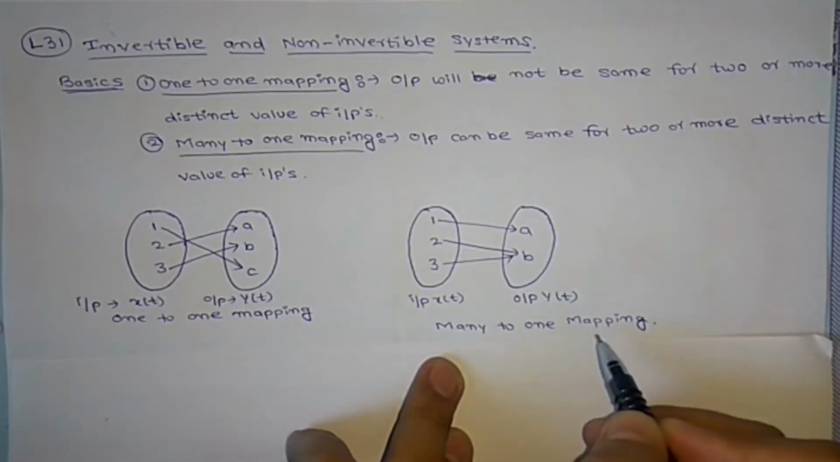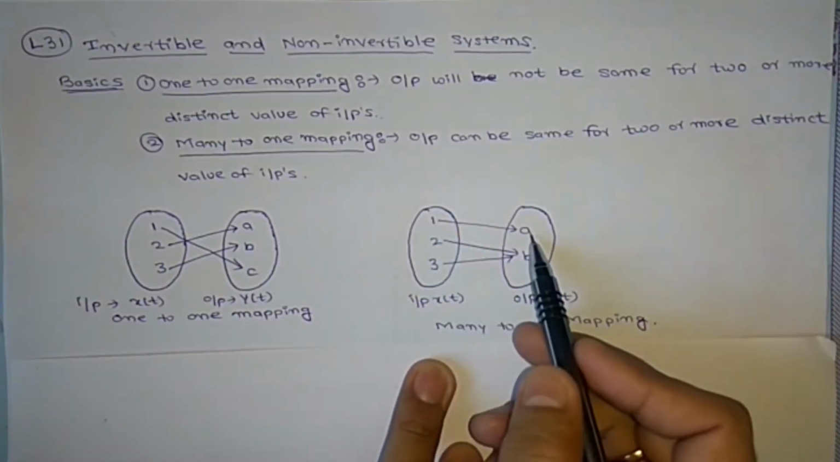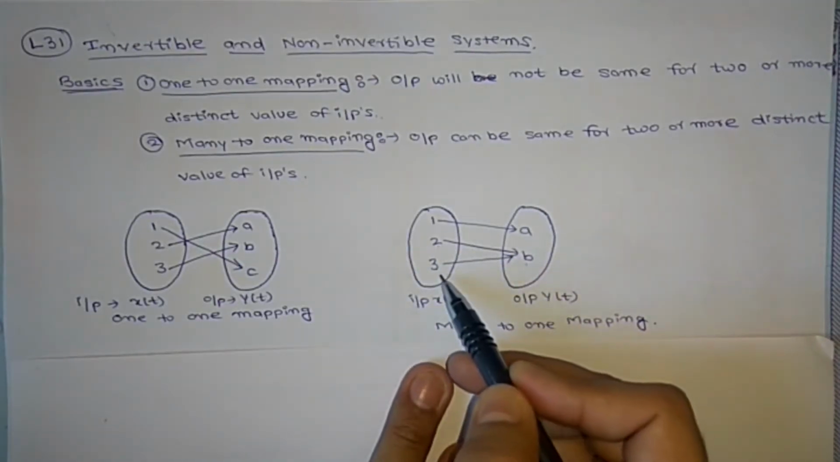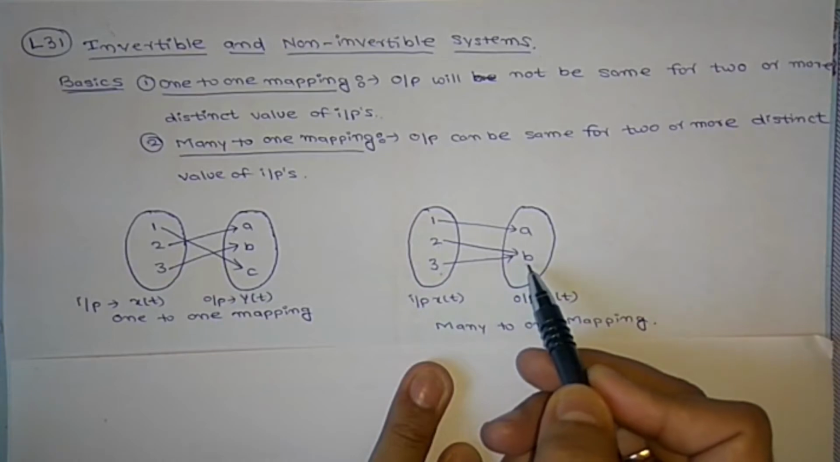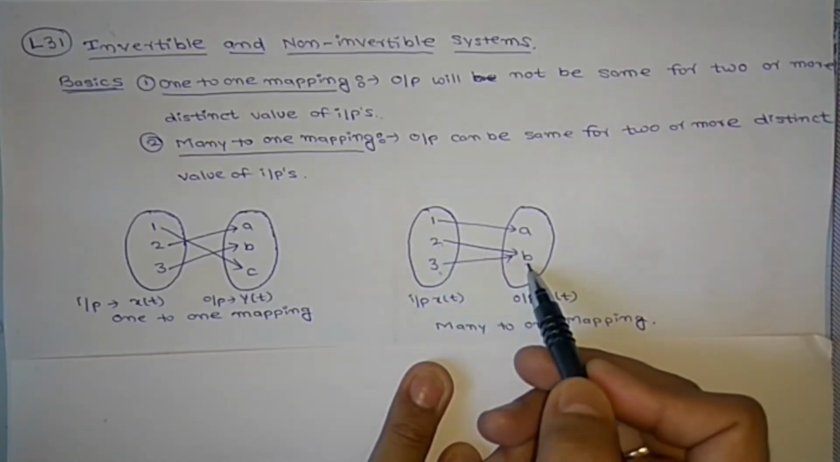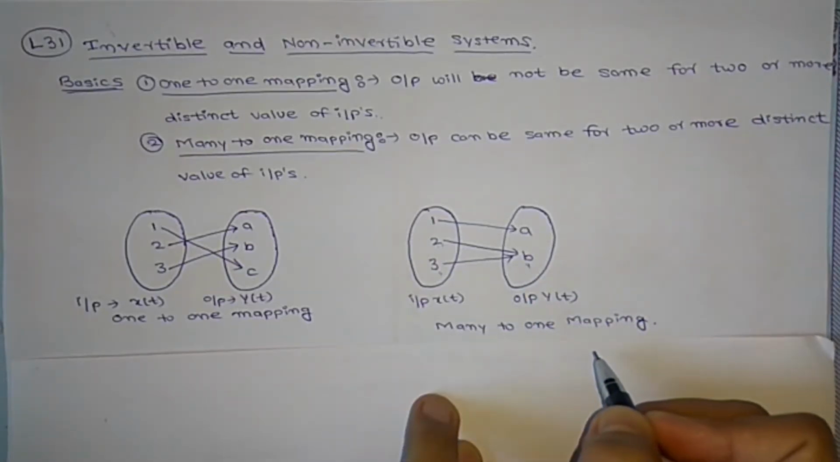Now coming to many-to-one mapping, here input and output. For 1, you are getting A. For input 2, you are getting B output. For 3 also, you are getting B as the output. So for 2 and 3, you are getting the same output. So it is many-to-one mapping.